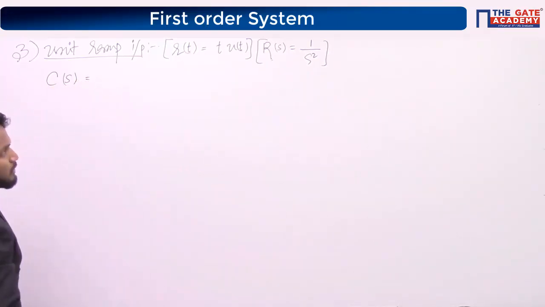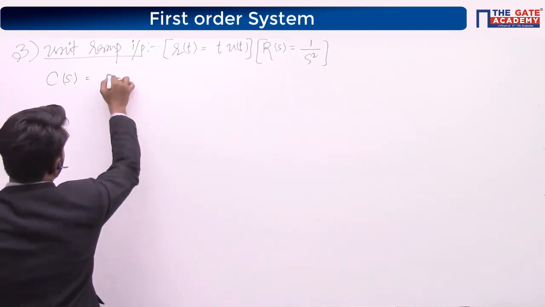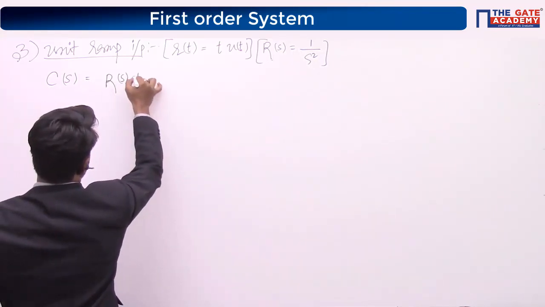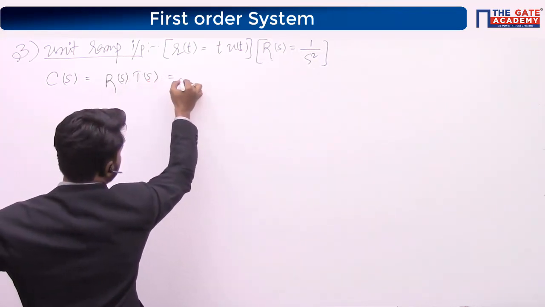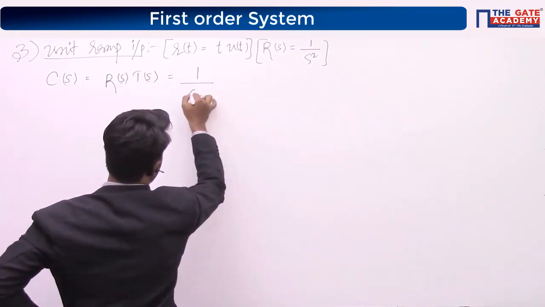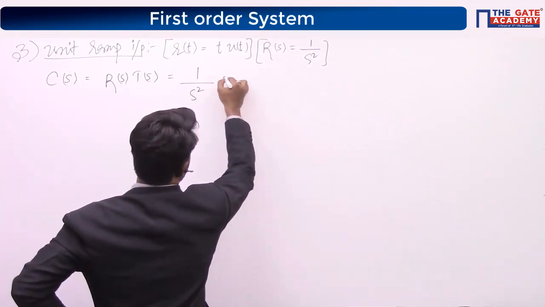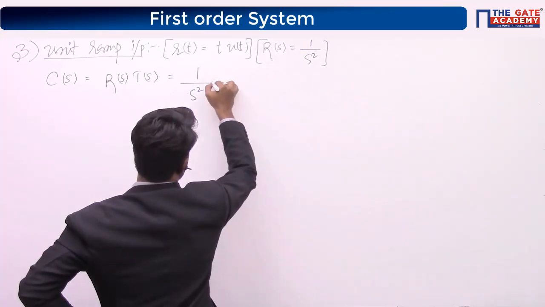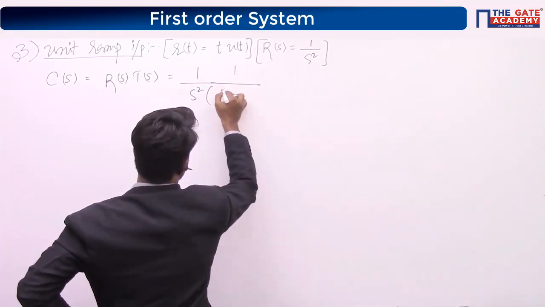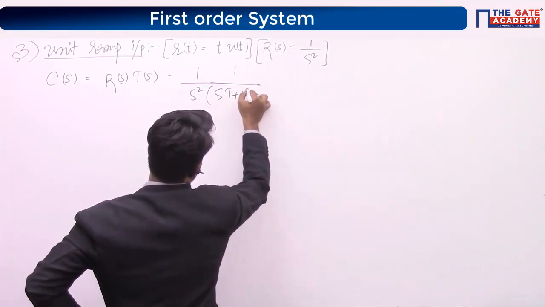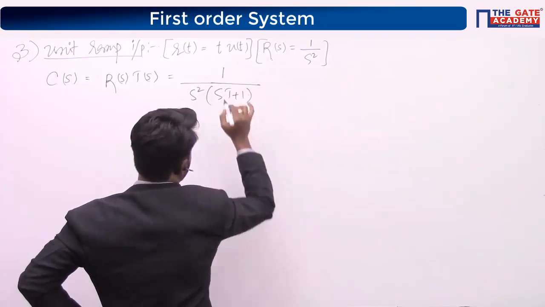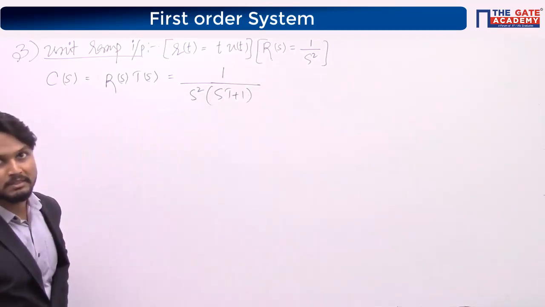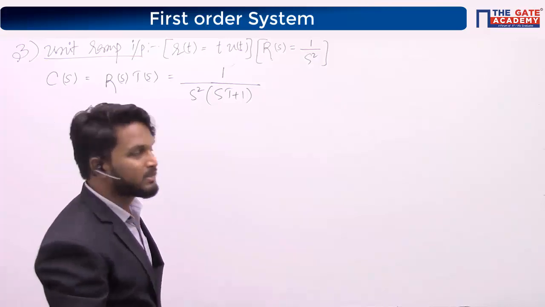C of s is equal to R of s multiplied by T of s, the transfer function. That is equal to 1 by s square multiplied by 1 by st plus 1. Therefore it becomes 1 upon st plus 1 multiplied by s square. This is C of s, right? So how can you write C of s?